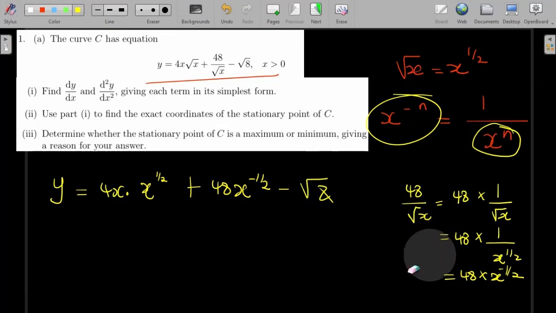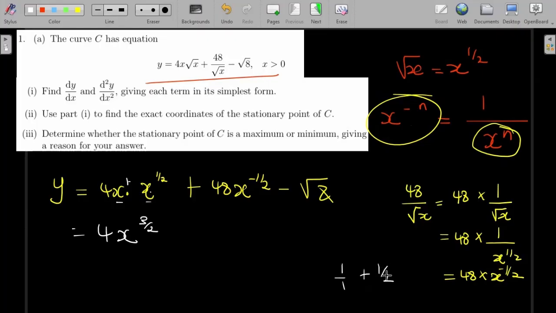Okay, so now we've expressed it in a form that will be very easy for us to differentiate. So here I have x to the power 1 and x to the power half. So the bases are the same. So I can write it as 4x and then I add 1 and half. So when I add 1 and half, I'm just going to end up with 3 over 2. So you just do 1 over 1 plus 1 over 2. When you add this, you end up with 3 over 2. So that's the power there, plus 48x to the power minus half, and then minus root of 8 there. So we write root of 8 there.